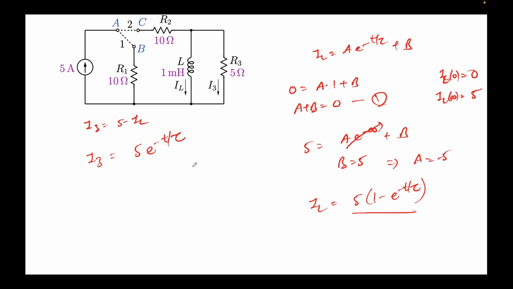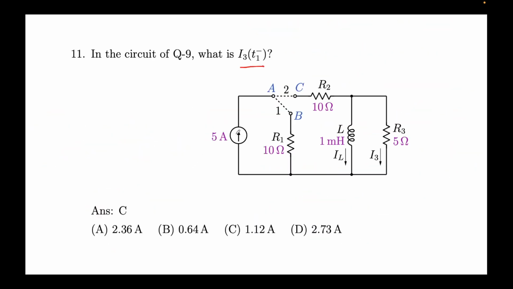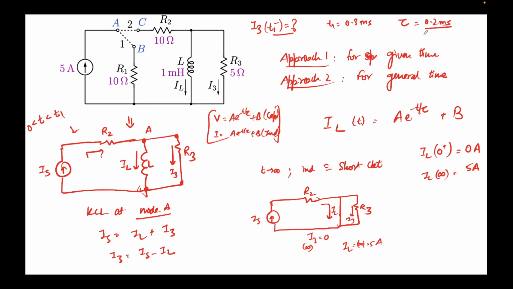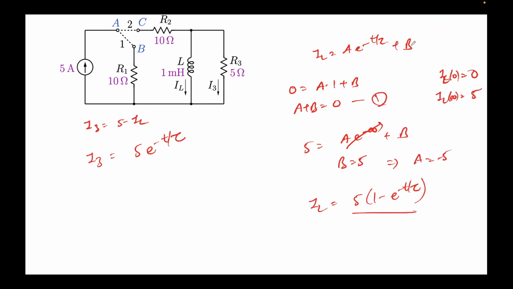I'm interested in finding what happens at 0.3, t1 equal to 0.3, and tau equal to 0.2. So we are interested in I3 at just t1 minus. So I'll put 5 e to the power minus 0.3 millisecond over 0.2 milliseconds. This is 5 e raised to the power minus 1.5. Let me see what it comes out to be.